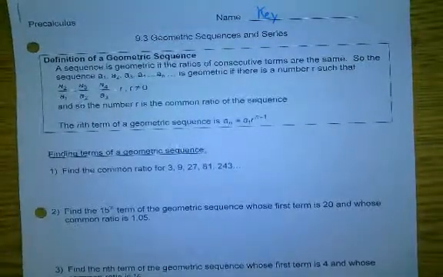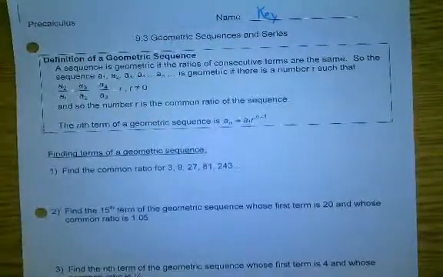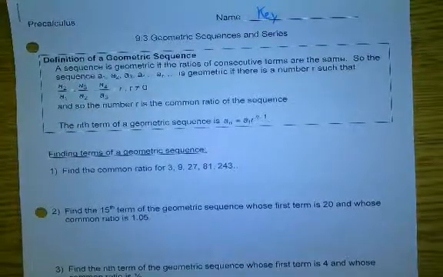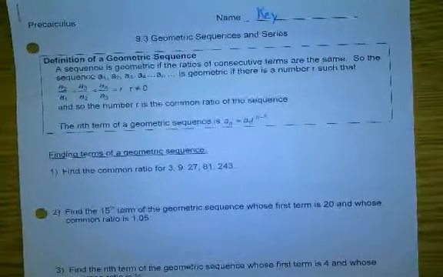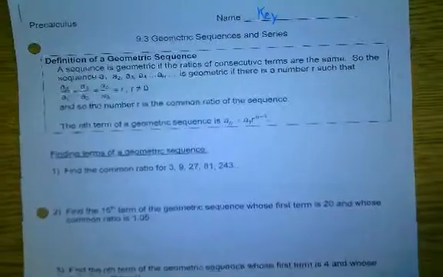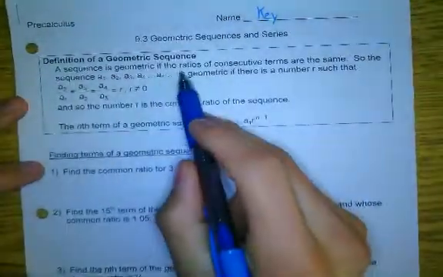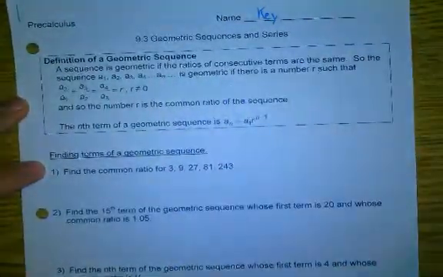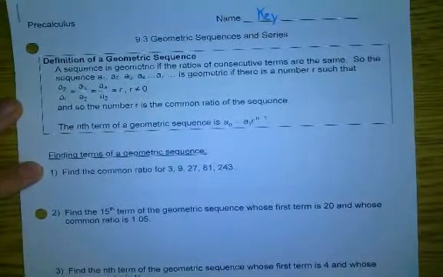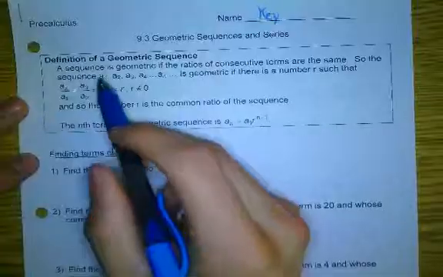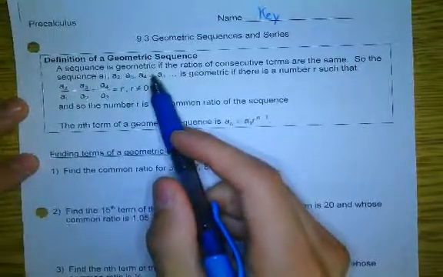Alright, today we're going to be talking about geometric sequences and series, okay? Let's start with the definition of what a geometric sequence is. A sequence is geometric if there is a ratio of consecutive terms and it happens to be the same. Elements A1, A2, A3, A4, so on until you get A sub n.